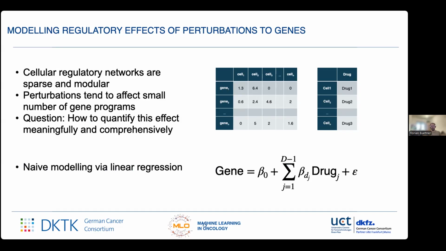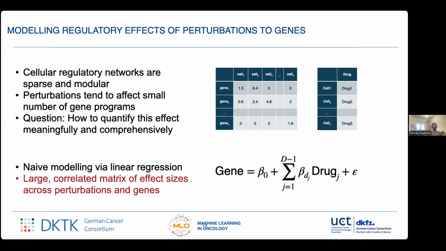Very naively, what you could say is, well, I have a drug and I would like to know how this affects a gene, so I just write down a linear regression. I do that for every gene. But obviously, then you will just end up with a large, very correlated matrix of effect sizes across perturbations and genes, and you have no idea how to interpret this.